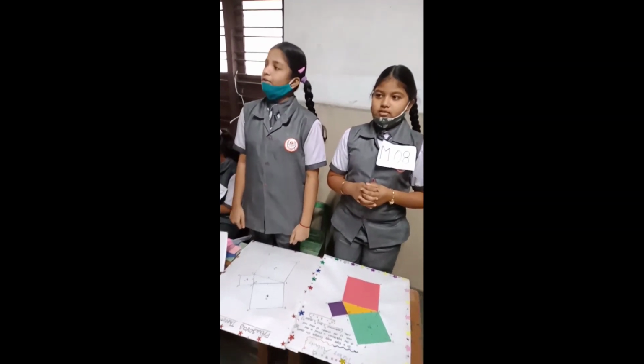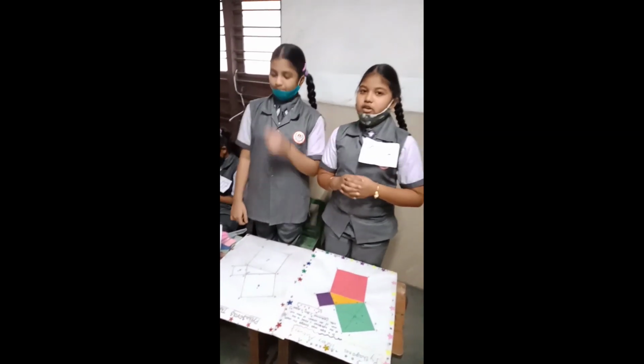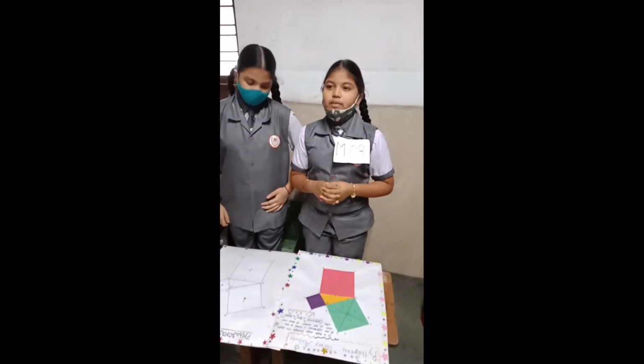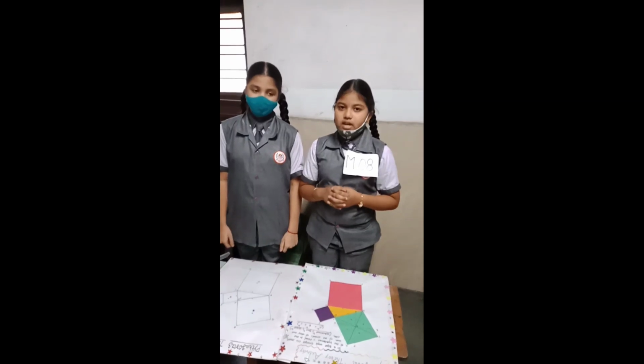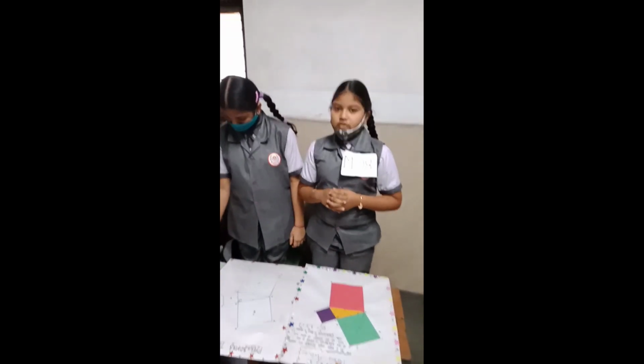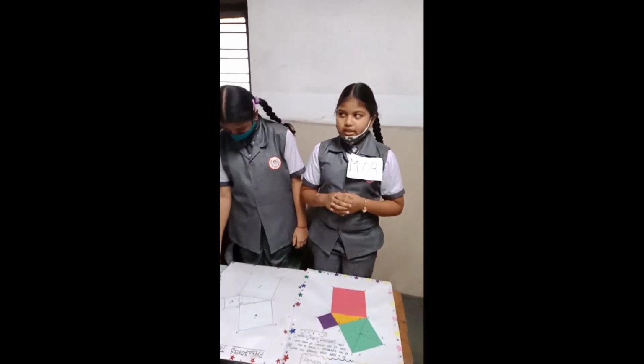Today our topic is Pythagoras theorem. First we will look at what the Pythagoras theorem is and what it states. It states that in a right angled triangle the square of the hypotenuse is equal to the sum of the squares of the other two sides.